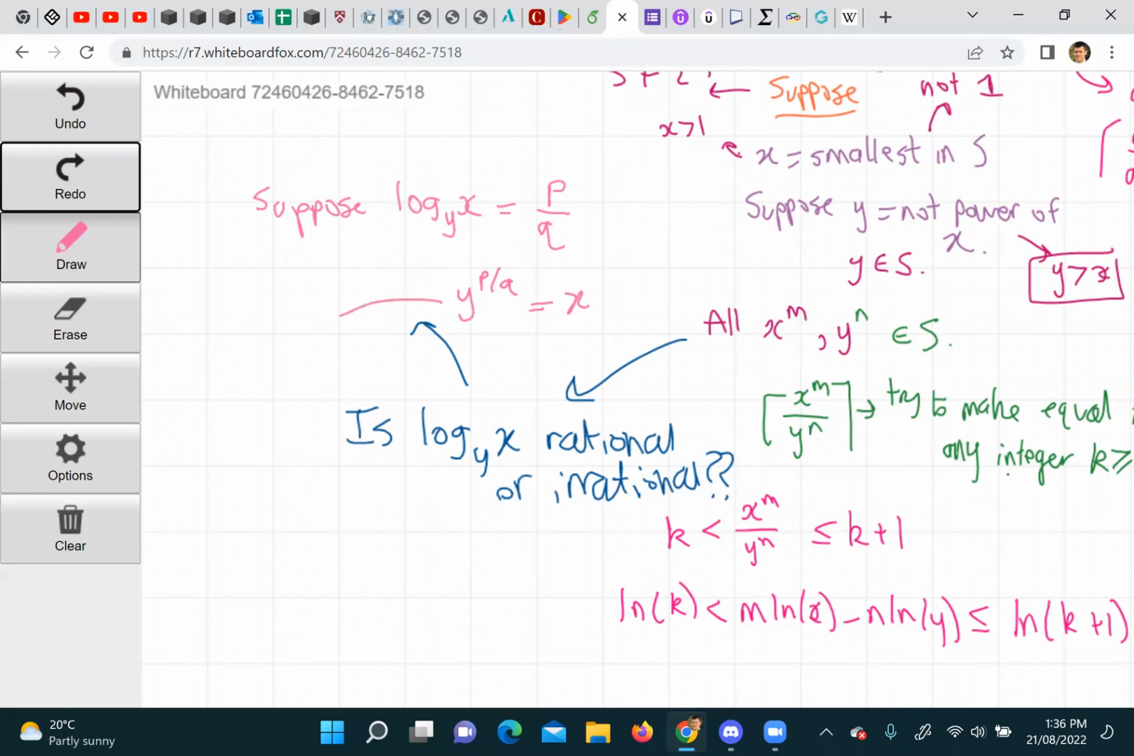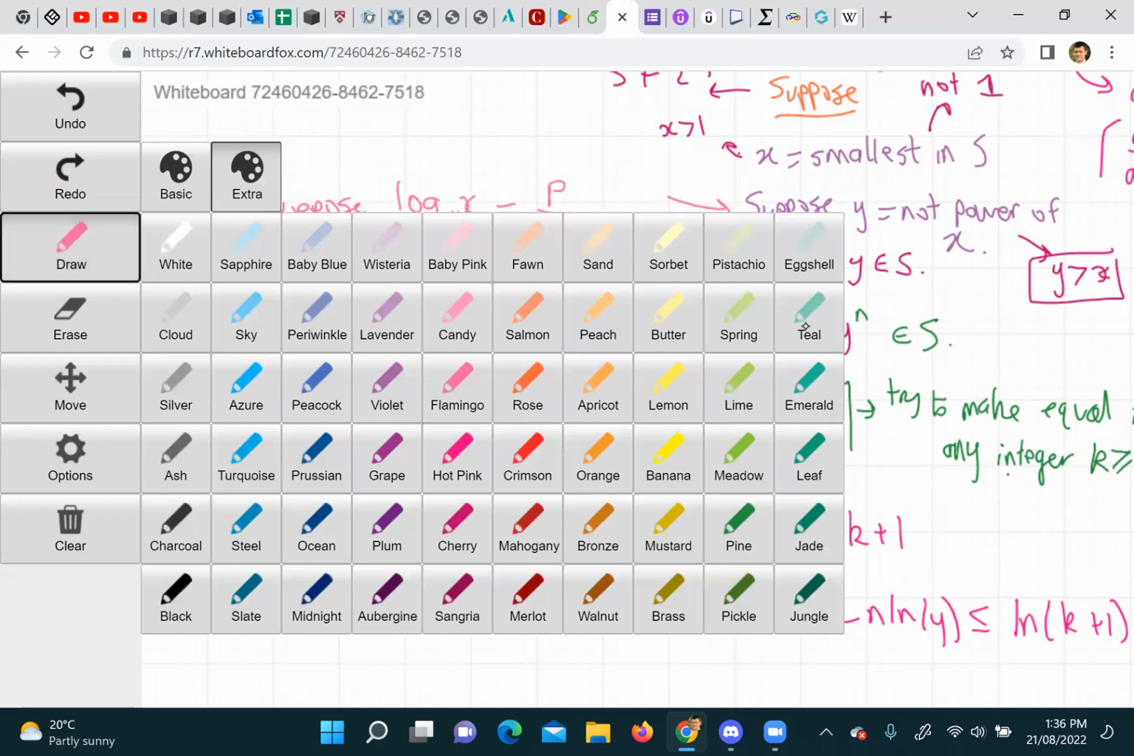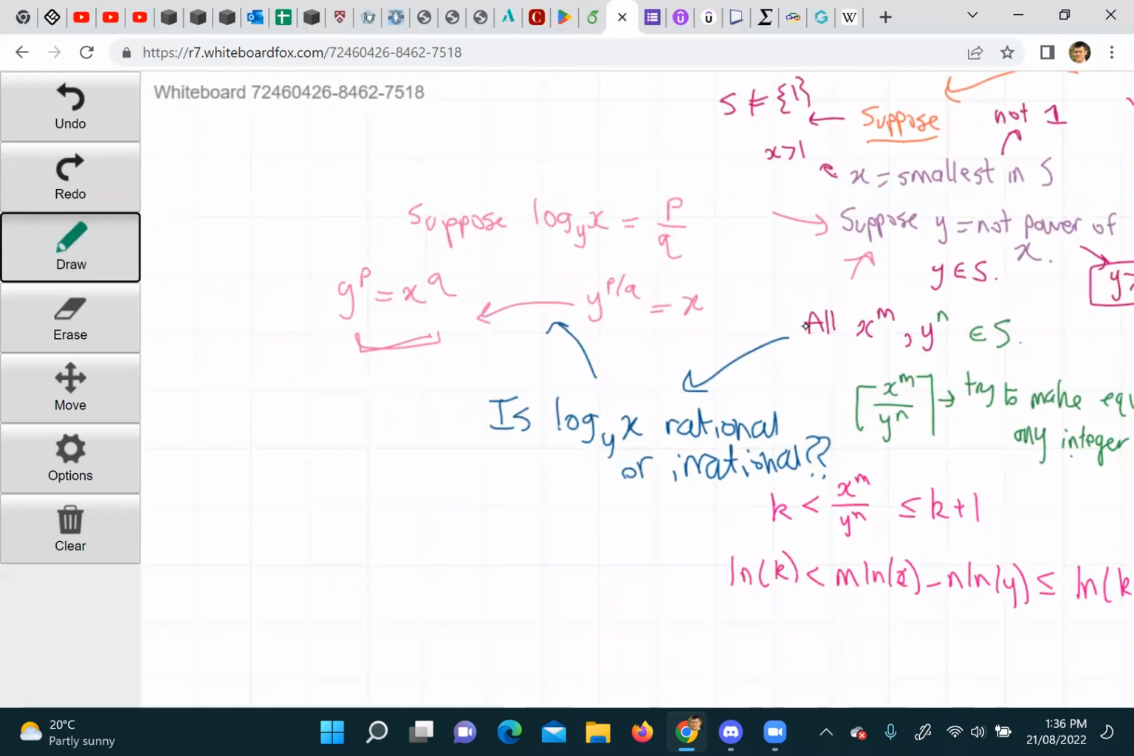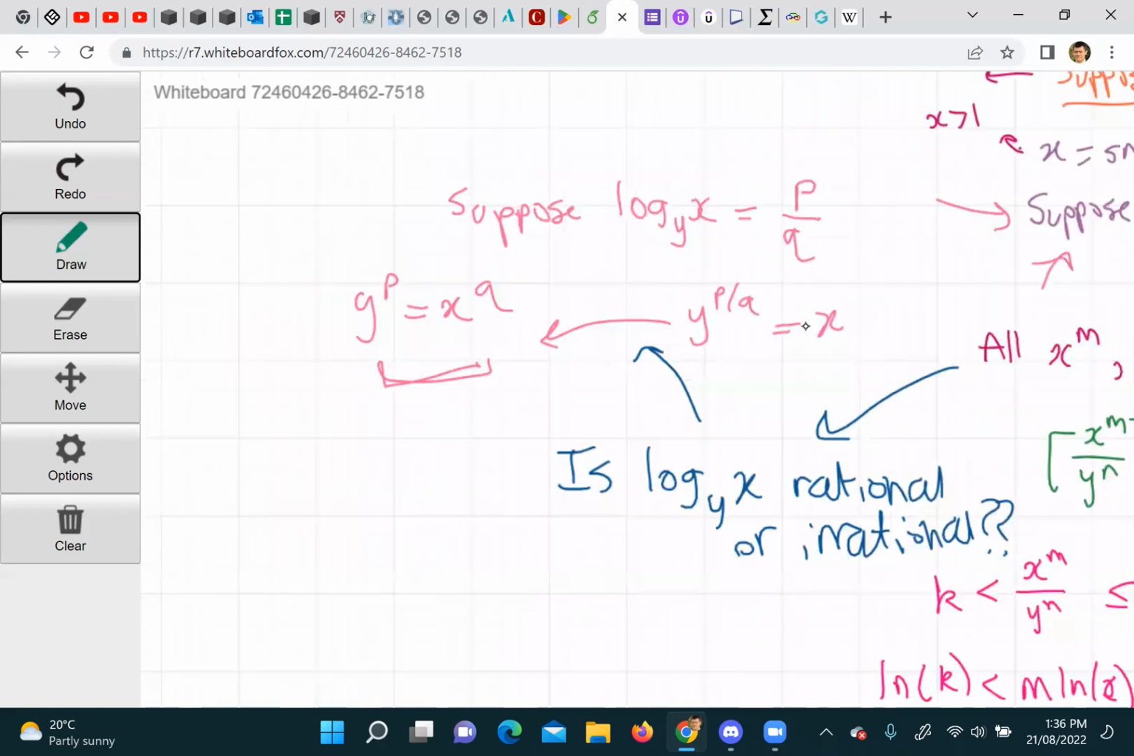But there's a slight problem. There must exist a y that is not a power of x, but then how does this GCD match up? You have to take the GCD of p and q, and the GCD of x and y, to make it so that the GCD of p and q equals 1.